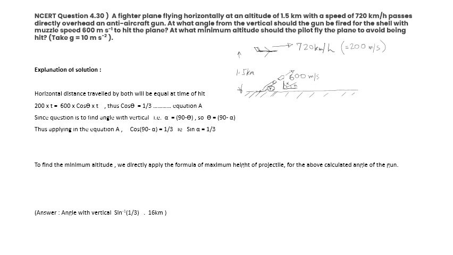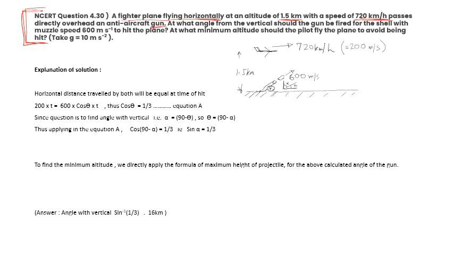So let's look at another question here. This is question number 4.30 from your NCERT books, and I'm going to read that and mark it here. Okay, this is the question. A fighter plane flying horizontally at an altitude of 1.5 kilometers with a speed of 320 kilometers per hour passes overhead an anti-aircraft gun.